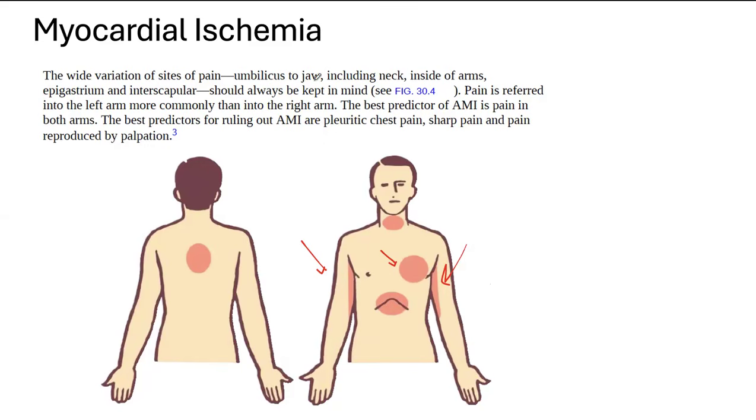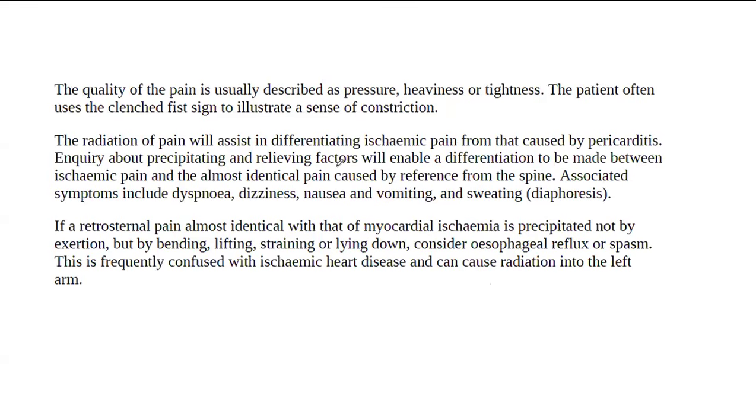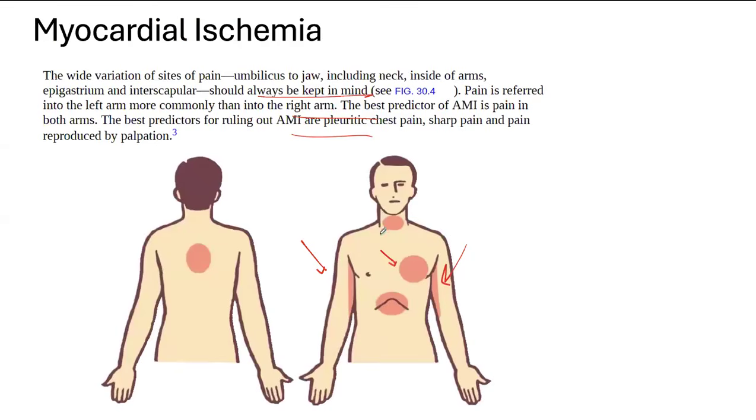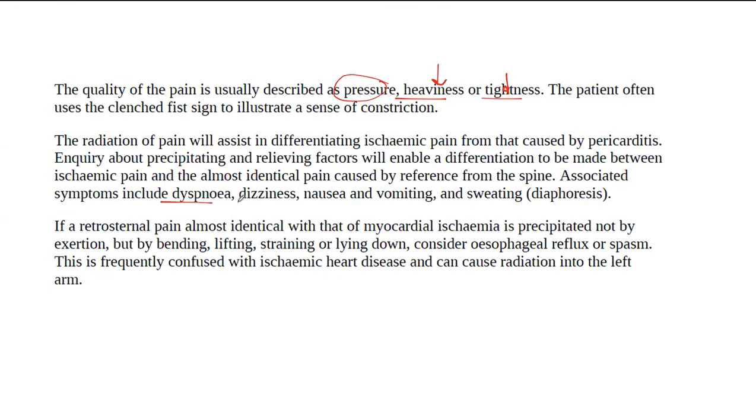Now, it's all written in here. We know about this pain. The quality of the pain is usually described as pressure, heaviness, or tightness. So it's important to know the character of the pain. The radiation is important. So find out what makes it worse. We know that cardiac pain will get worse with exertion. If it is a respiratory cause, the pain usually will get worse with deep breathing or deep inspiration. A myocardial ischemia patient, apart from the chest pain, will have associated shortness of breath, dizziness, nausea, vomiting, and sweating, as we already know.